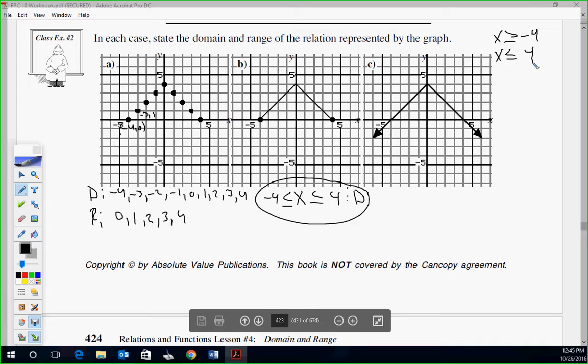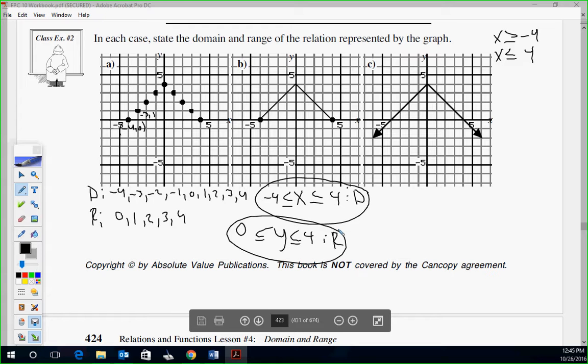So the range, what's the highest point here for y? 4, what's the lowest? 0. So your range is bigger than or equal to 0, less than or equal to 4. That's your range for that one. Okay, and now we're going to see what changes with the one on the far right.